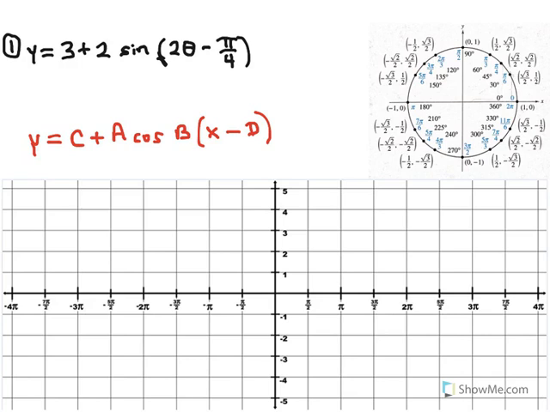The first thing that we'd like to do is to recognize that the argument of our sine function is 2 theta minus pi over 4. That's the argument of our sine function.